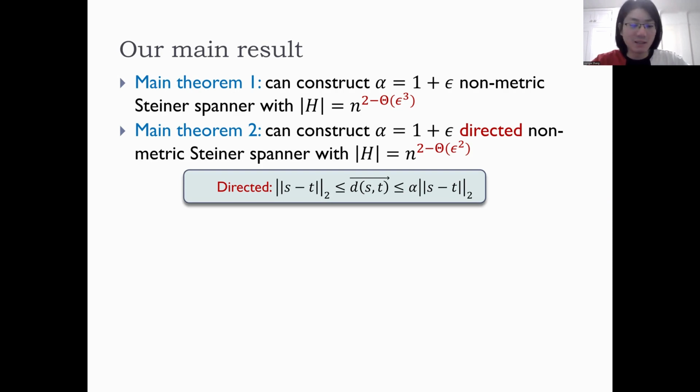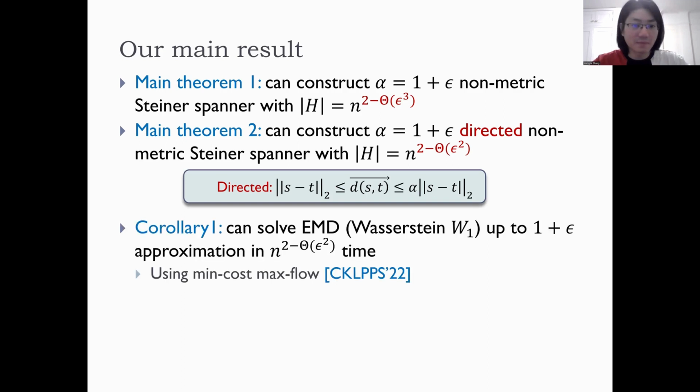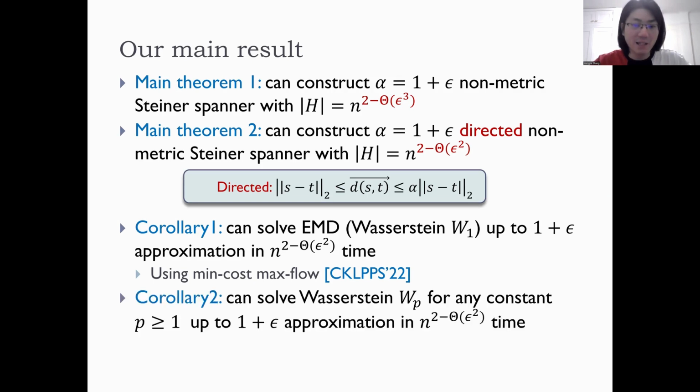Here, the directed spanner has the same property as the undirected spanner, except it can have directed edges. As a corollary, we showed that using the directed spanner, we can already solve the EMD problem using a near linear time min-cost flow algorithm. And beyond EMD, we showed that for every Wasserstein W_p for constant p, we can calculate a 1 plus epsilon approximation in sub-quadratic time.